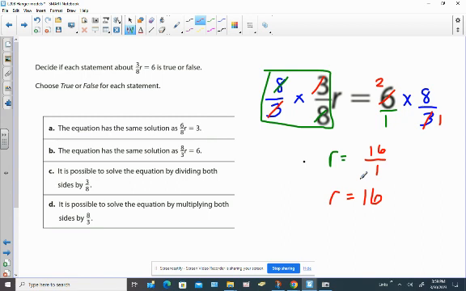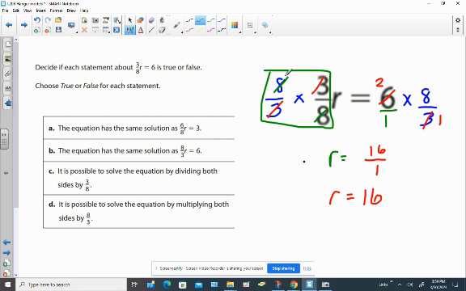And here's the work that you should put down on your piece of paper. A, the equation has the same solution as 6/8 r equals 3. B, the equation has the same solution as 8/3 r equals 6. C, it is possible to solve the equation by dividing both sides by 3/8. D, it is possible to solve the equation by multiplying both sides by 8/3.